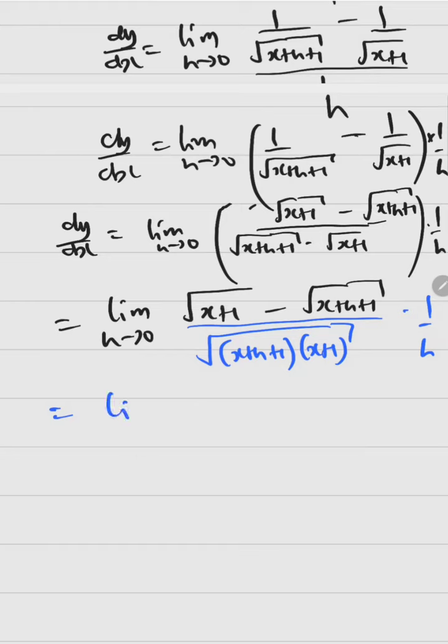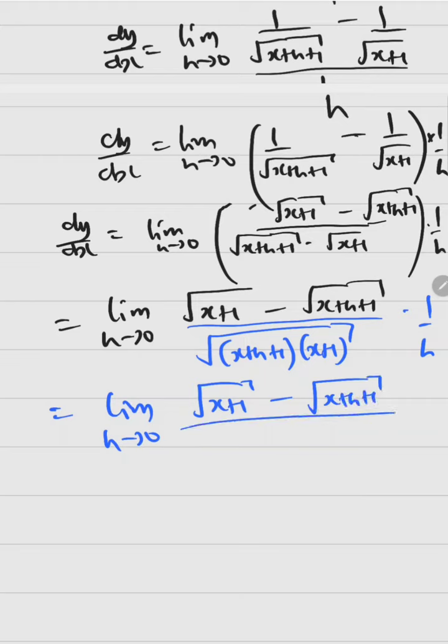So if you proceed further, I'm going to have something of this nature. So you have root x plus 1 minus root s plus h plus 1, then divided by, if you expand this guy, I'm going to have x squared plus x plus hs plus h plus s plus 1. You see what I mean? They multiply by 1 divided by h.